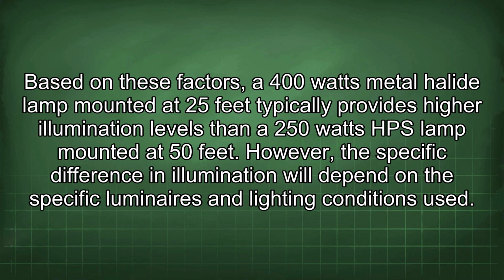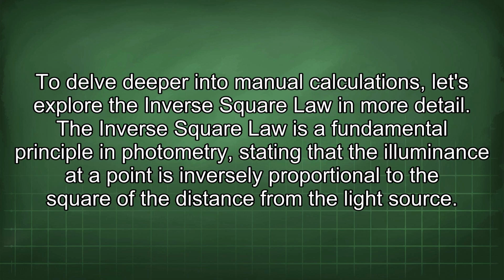Based on these factors, a 400 watts metal halide lamp mounted at 25 feet typically provides higher illumination levels than a 250 watts HPS lamp mounted at 50 feet. However, the specific difference in illumination will depend on the specific luminaires and lighting conditions used. To delve deeper into manual calculations, let's explore the inverse square law in more detail.